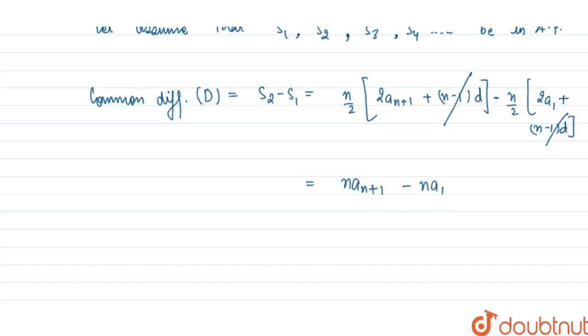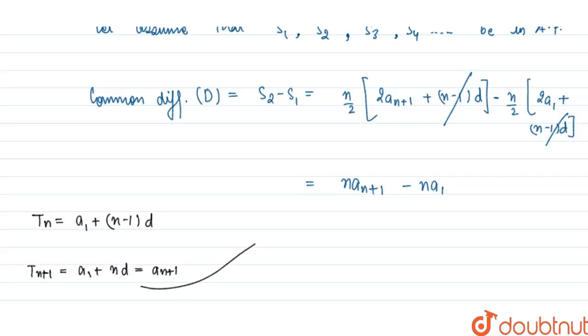Now we have to use the nth term formula of an AP, because we have an+1, which is the term at the n plus 1th place. So Tn is equal to a1 plus (n minus 1) into d. Then Tn+1, that is an+1, is equal to a1 plus nd. So an+1 is equal to a1 plus nd.